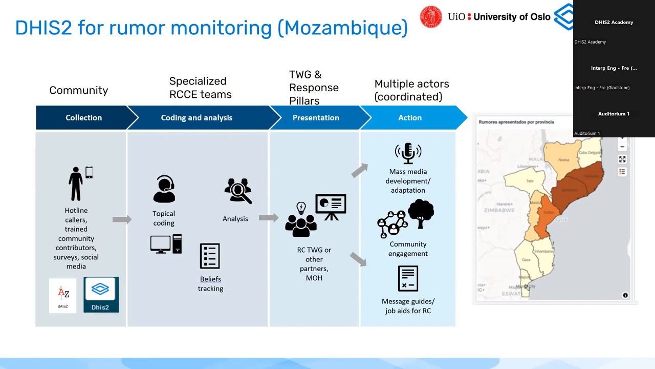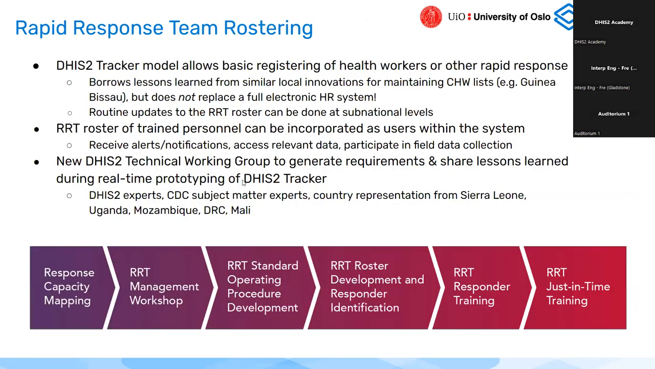And so as a software platform, we spend a lot of time looking across all of these different use cases and saying, how can we make the generic features there? How can we make them possible for you to use in many different ways? We have some new work emerging with US CDC on rapid response team rostering. This also builds on lessons learned already with some basic solutions that countries have done for just trying to understand and manage and roster their community health workers. So again, we are building things based on what's already worked and what's been in the field.